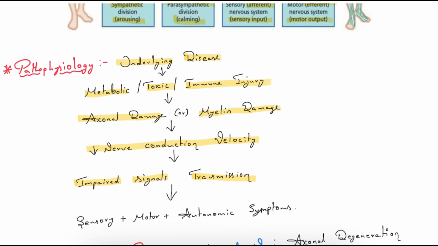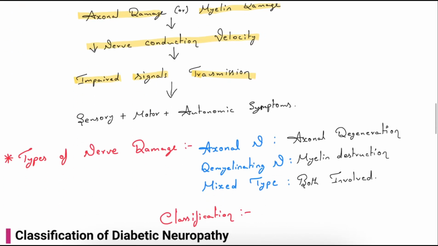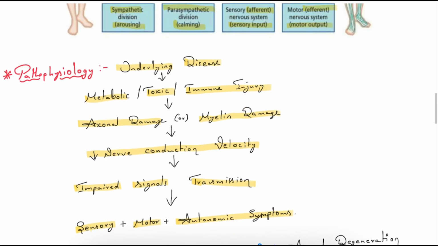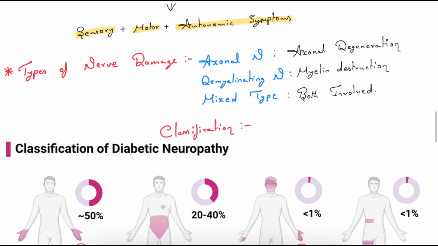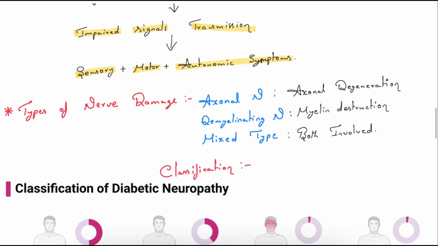Impaired signal transmission means the current that part is supposed to get is not going to get. So that's why we call that impaired signal transmission. Then after, this can be sensory, motor, and autonomic, sometimes we can see in pathophysiology. Okay. Next, we can see here types of nerve damage.